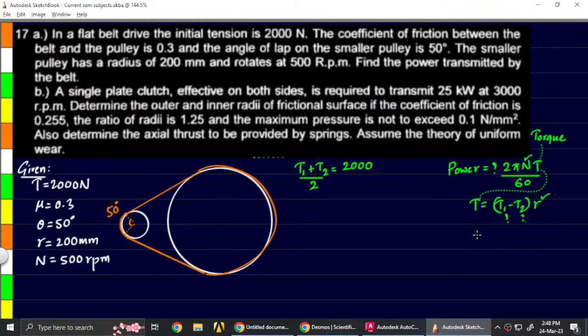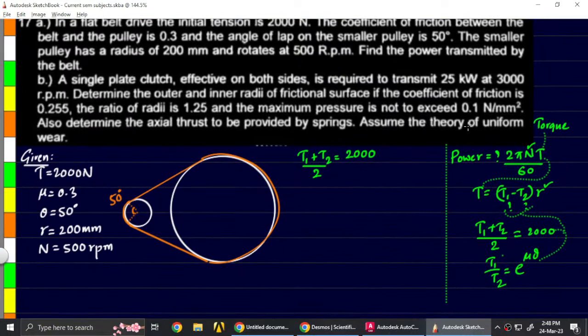So in order to find T1 and T2, we'll have to use two relations, that is (T1 + T2)/2, the value is given as 2000, and then we also know another relation, that is T1/T2 = e^(μθ). So these two equations can be used to find the values of T1 and T2, which can then be substituted over here. Okay, so this is how we're going to solve the problem. So let us start solving it.